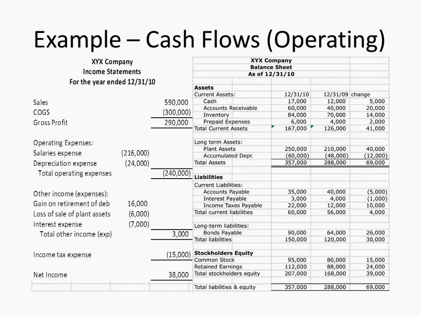Here we have interest payable. Interest payable went down by $1,000. What does that mean? You paid more. So not only did you pay $7,000, you also paid another $1,000. So you have to add it. So your total cash paid for interest is how much? $8,000. Good.